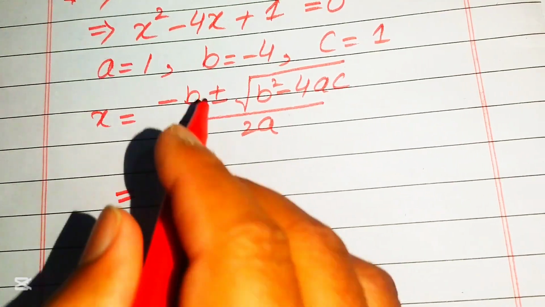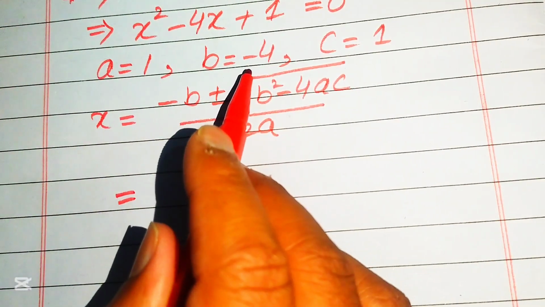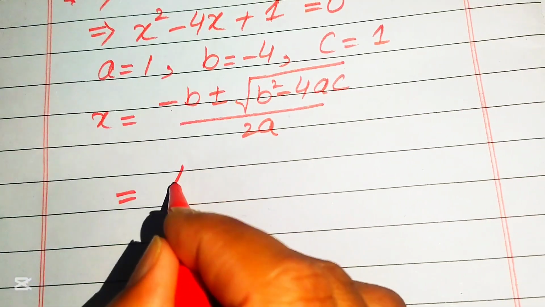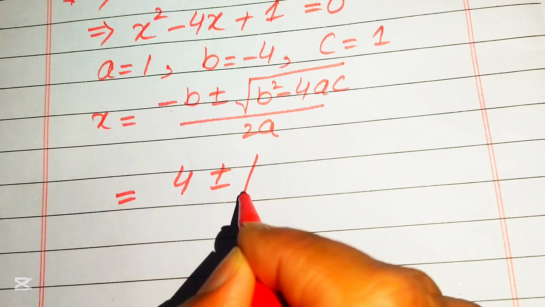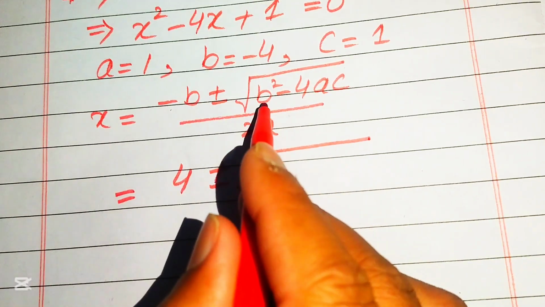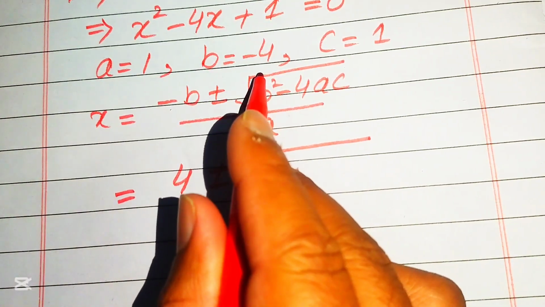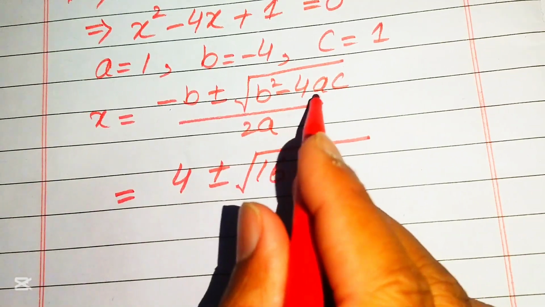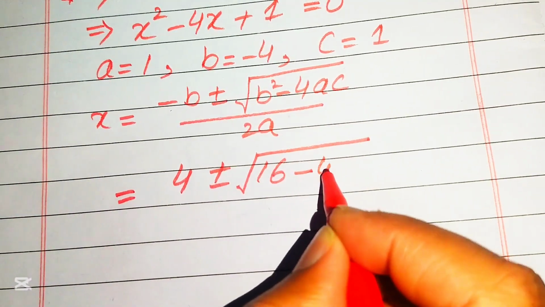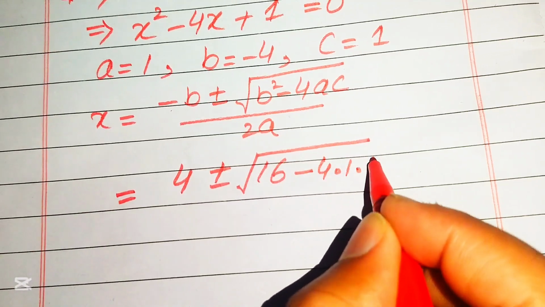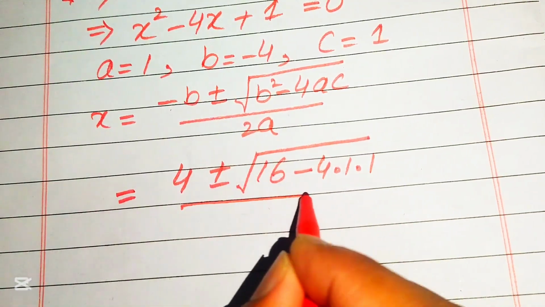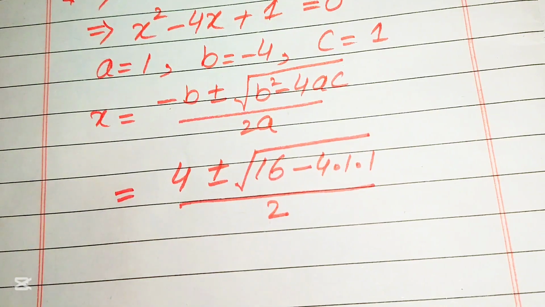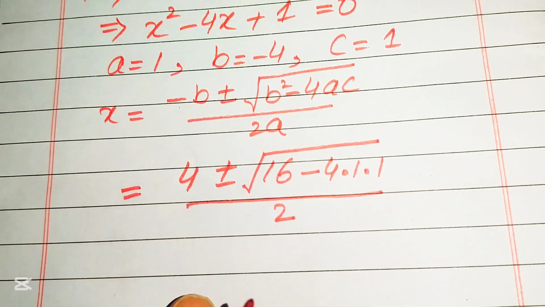Now we will substitute the values of a, b and c here, and it will be written as the value of b is minus 4. So when you substitute it here, this minus times minus becomes plus 4, plus minus square root of b square, and b is minus 4, and minus 4 square equals 16, minus 4 times ac. So here our a is 1 and our c is also 1, and it is divided by 2 times a. Here our a equals 1, so we get here 2 only.